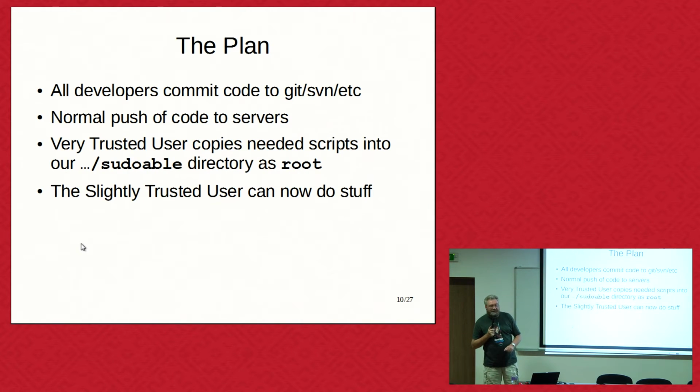So our plan, we're going to let our developers, our DevOps, our sysadmins, and other trusted people, semi-trusted people, build their code wherever they do it, put it in the repository wherever it normally goes, and using our normal release mechanisms, make sure it shows up on the servers we care about. And then the very trusted person is going to go across there and copy the files that are important on this particular machine into the directory, so that our slightly trusted user, in this case Jenkins, can come along later and deal with it.